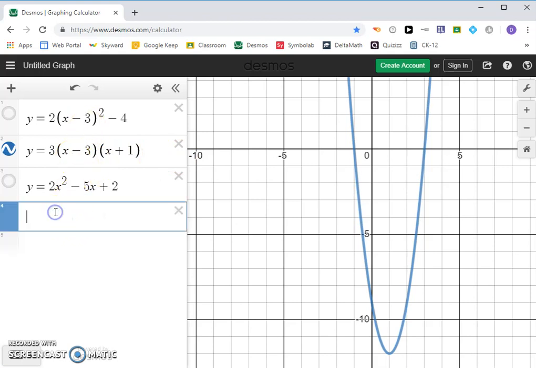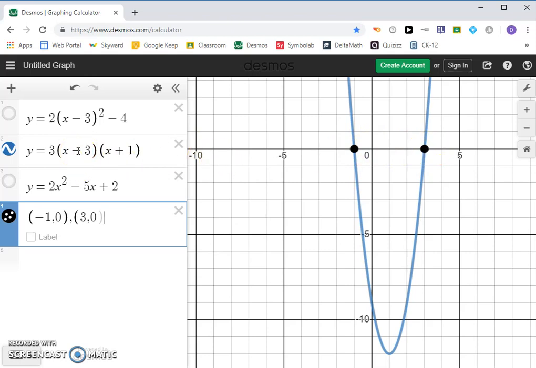I want you to notice where this equation crosses the x-axis. Here's the x-axis right here, and it crosses at -1, 0, and at 3, 0. Okay. Well, notice that those numbers are essentially appearing right here. Here's an x minus 3, and it's crossing right here at 3.